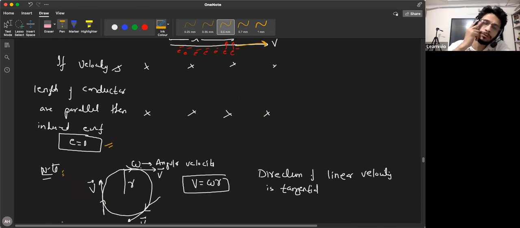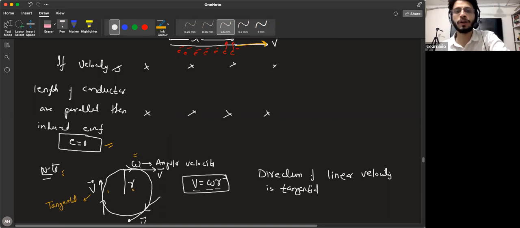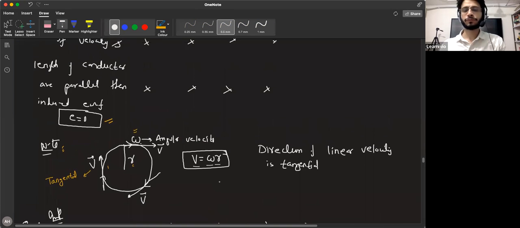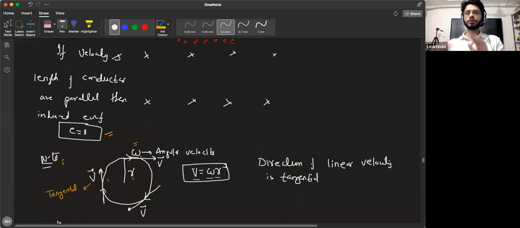For the next question, you should know a topic from class 11. If a body is moving on a circular track, and the angular velocity is omega and the radius of the track is r, then linear velocity is always tangential. Linear velocity v is equal to omega r, the angular velocity multiplied by the radius of the path. That is the relation between the linear velocity and the radius of the path. Just note it down. We'll use this concept in the next question.